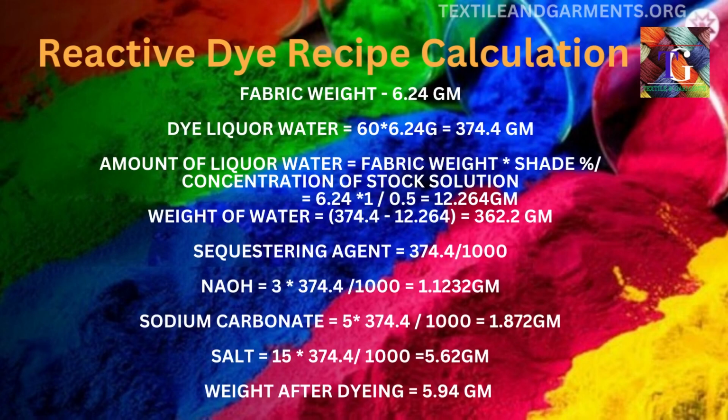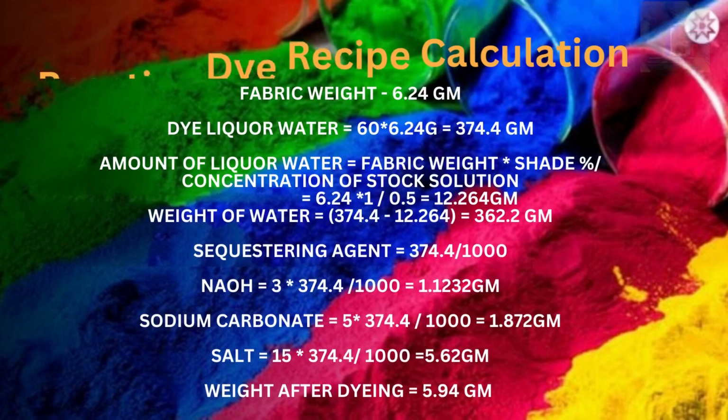Sequestering agent equals 374.4 divided by 1000. NaOH equals 3 times 374.4 divided by 1000 equals 1.1232 gm. Sodium carbonate equals 5 times 374.4 divided by 1000 equals 1.872 gm. Salt equals 15 times 374.4 divided by 1000 equals 5.62 gm. Weight after dyeing equals 5.94 gm.